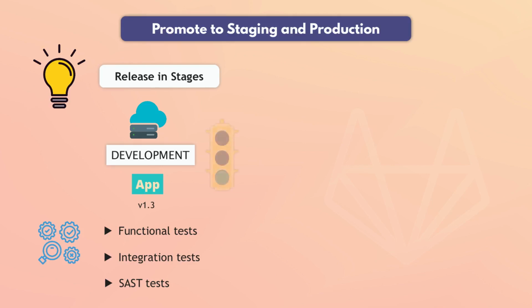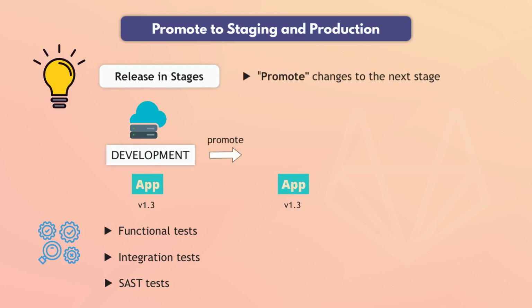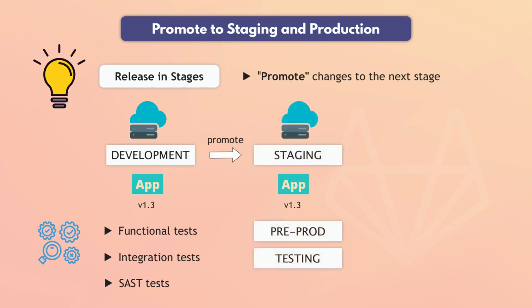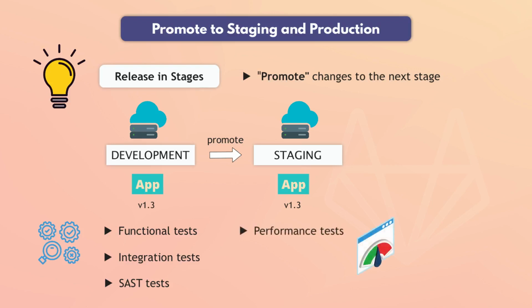And if those tests are successful, you move the changes, or, another term used for it, you promote the changes to the next stage, which is called either a staging environment or a pre-production environment. And here you may want to run performance tests to make sure your application performs properly, like it didn't get slower because of the changes.